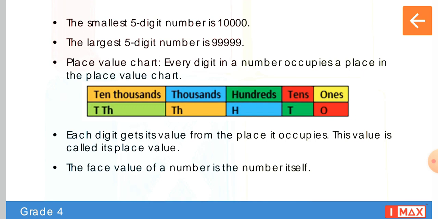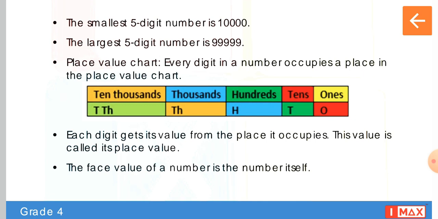And how can we write the place value? Yes, take the place on the place value chart and multiply it with that digit, and you will get the place value. 1 in the 10,000s place: 1 into 10,000, so 10,000 is the place value of 1. Now 3 in the thousands place: 3 into 1000, so 3000 is the place value of 3. Got it? So this way you can write the place value of each digit in a number.